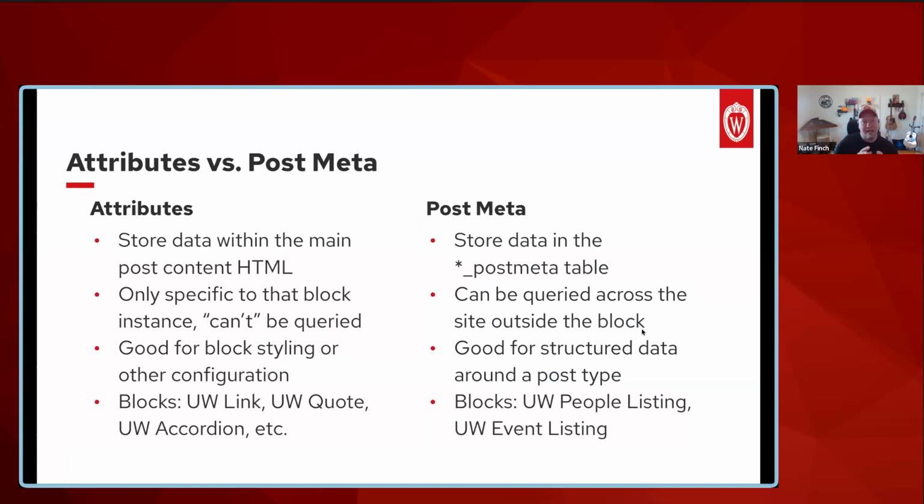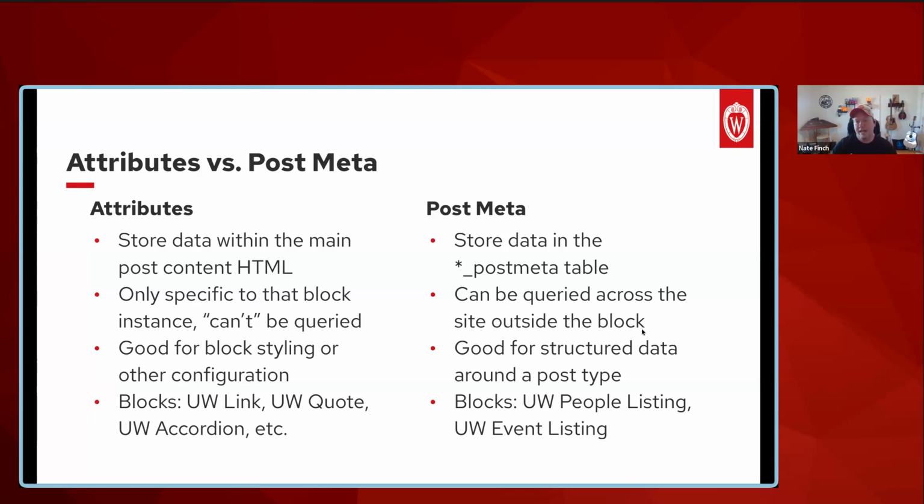So that data is only specific to that block instance and really can't be queried. I have can't in quotes because you could query it if you wanted to, but it's not a very efficient query. So it's good for block styling and other configuration, true, false, like on, off kind of stuff. And blocks that use that are the UW link block and the UW quote block and the UW accordion block. So these are blocks where all the information is contained within that block.